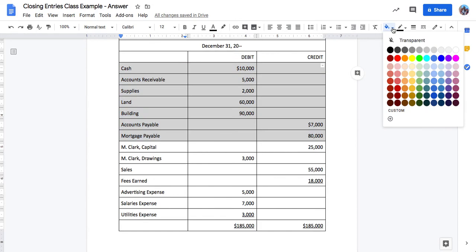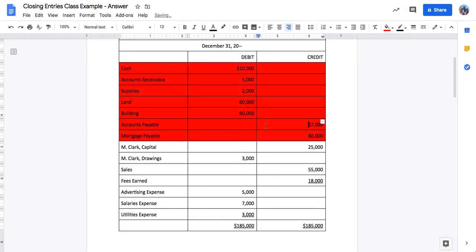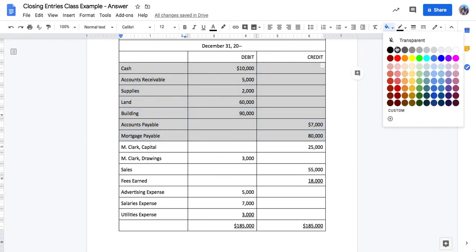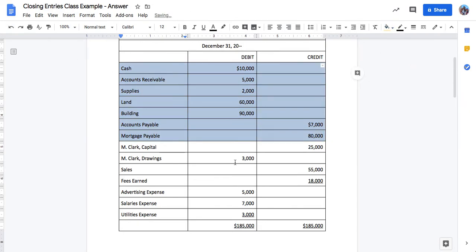So I'm just going to do a little visual here, and let's put it in red. Don't touch these things, okay? So that's actually a little bit bright for my old eyes, so we are going to change that, and let's do a nice gentle yellow color. Okay, so the first step I'm going to do is I'm going to close my revenue into my capital.